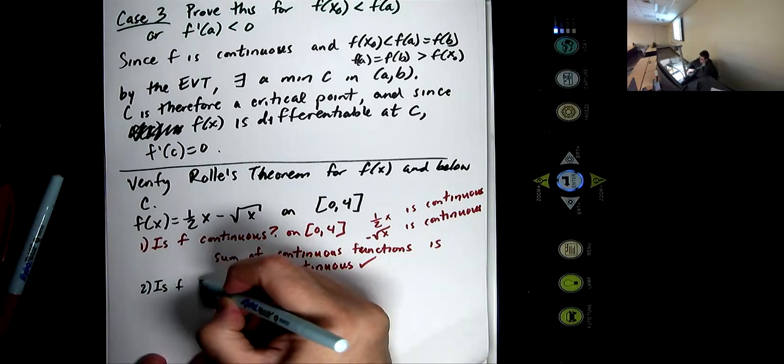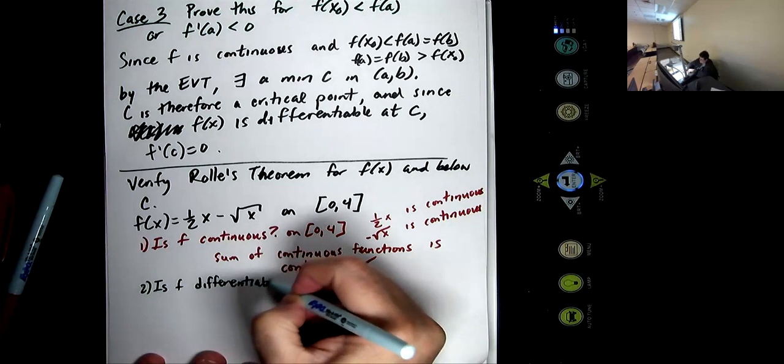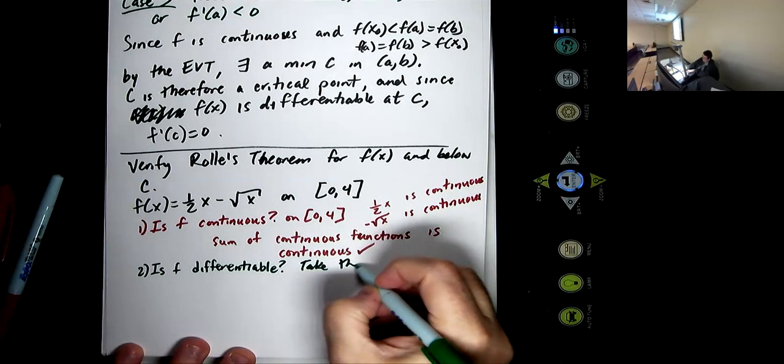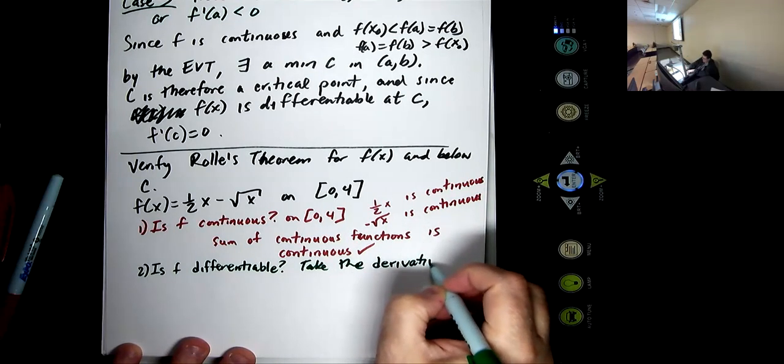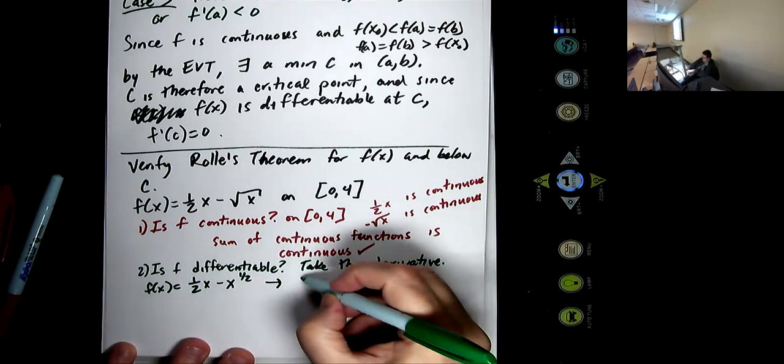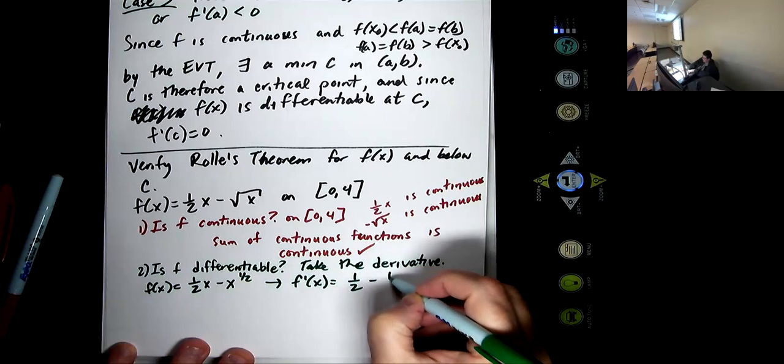Is f differentiable? How can I prove that? I need to show that's true. How can I do it? Anybody? Home audience? How can I show f is differentiable? Just take the derivative. That was kind of a trick question. Just take the derivative. You might find it easier to rewrite this as 1/2 x minus x to the 1/2, so that f prime of x is 1/2 minus 1/2 x to the negative 1/2.